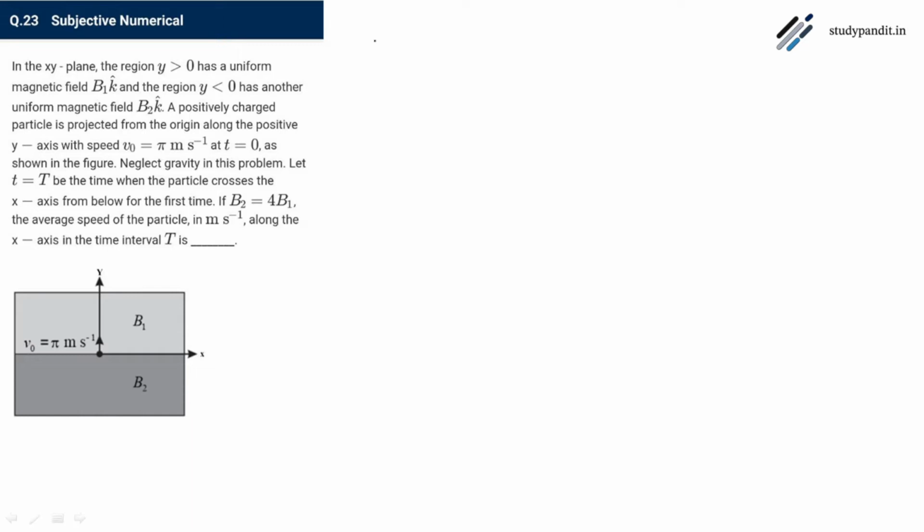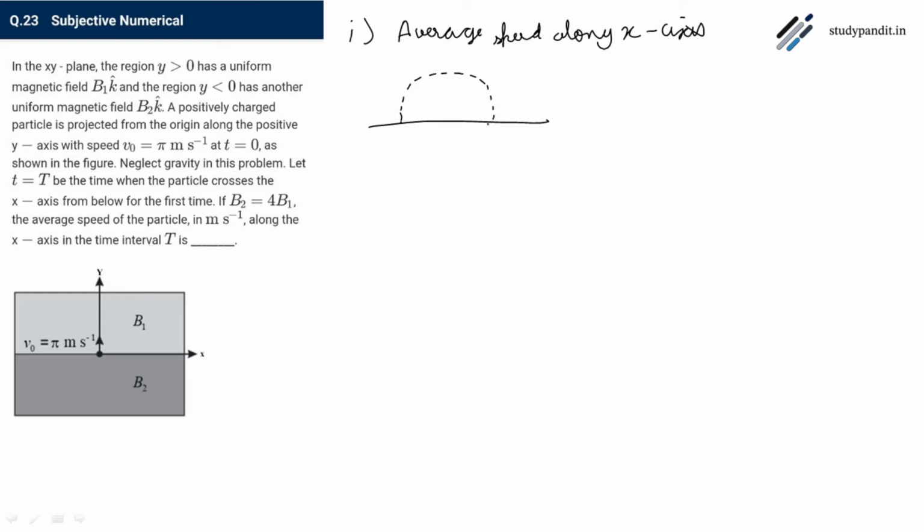So, how will we solve this question? Firstly, what will be the average speed of the particle along the x-axis? It will be like the particle is going like this, then it crosses this part. This is R1 when it's in the first region, this is R2.